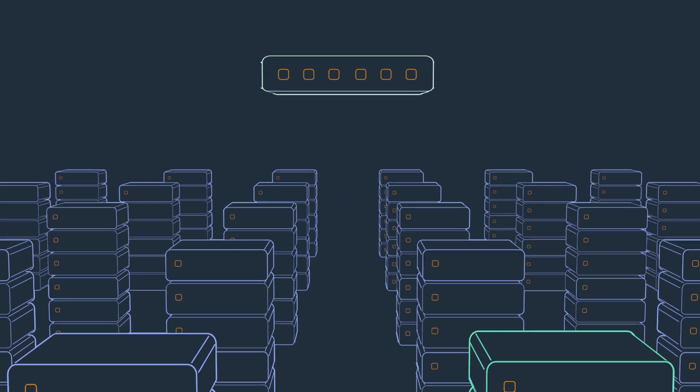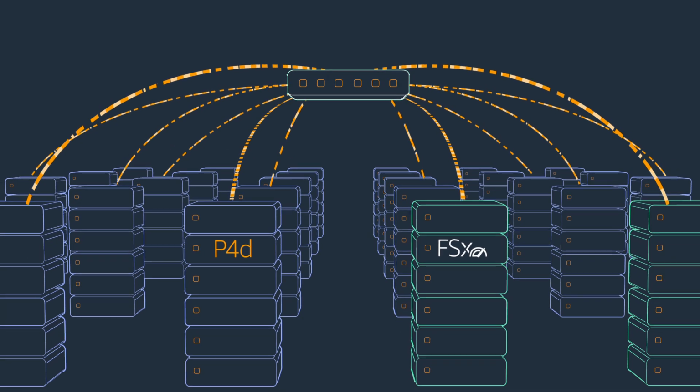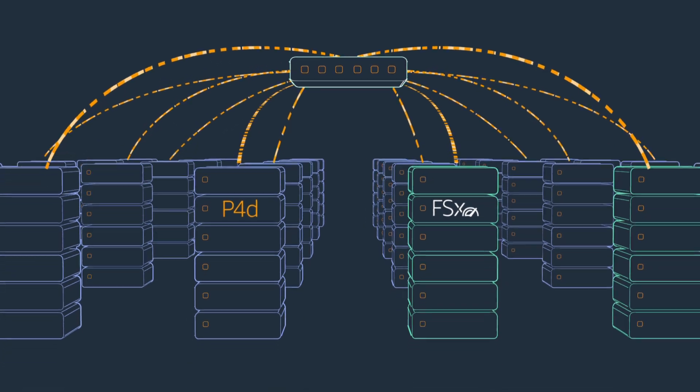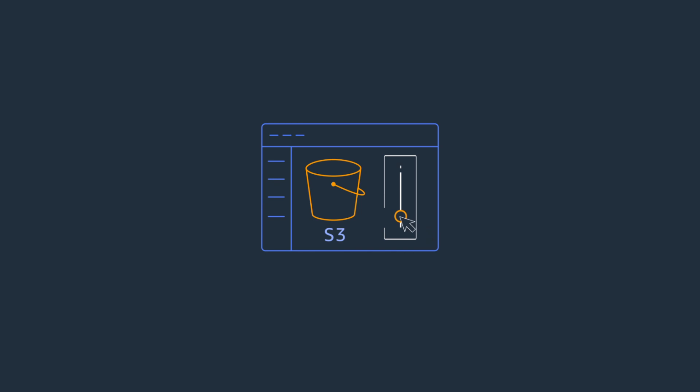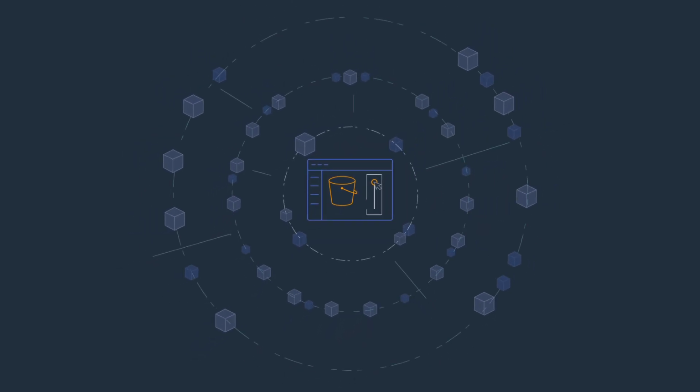EC2 UltraClusters also provide direct, high-speed access to petabytes of high-performance, low-latency storage with Amazon FSx for Lustre. Customers can also get access to virtually unlimited cost-effective storage with Amazon S3.